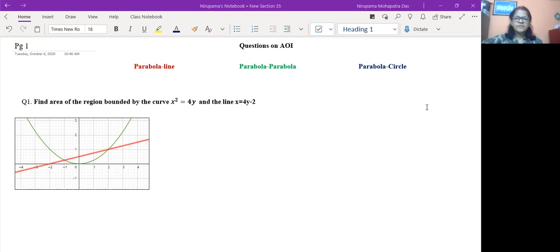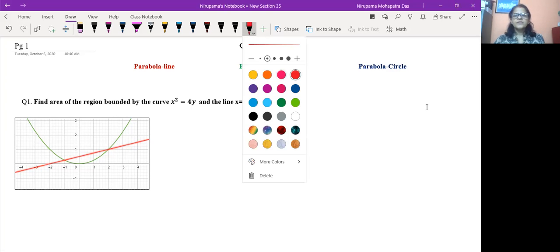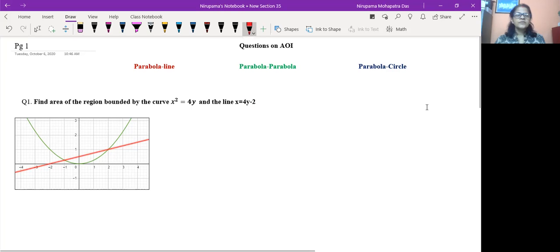To draw the rough sketch, we need the basics, like analyzing the curve. Here, x square equal to 4y is a parabola which opens in the upward direction. So this is the curve we have, x square equal to 4y, and the line x equal to 4y minus 2.